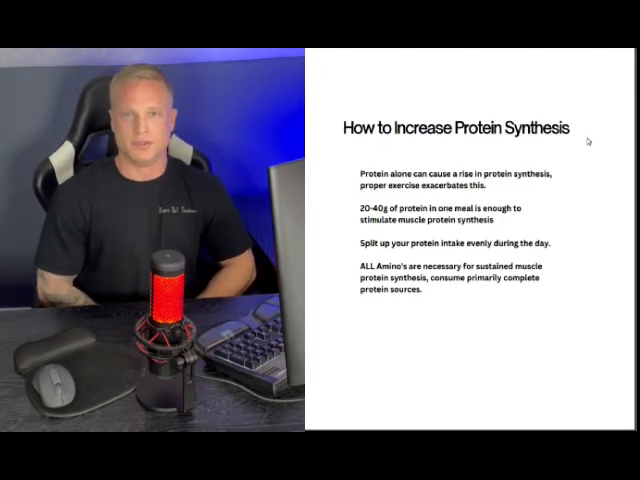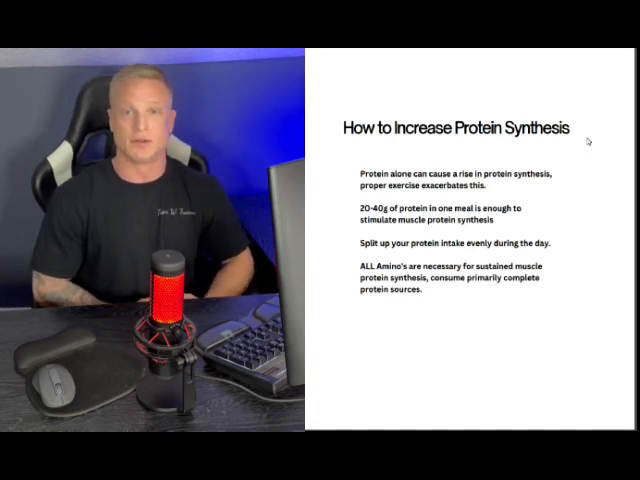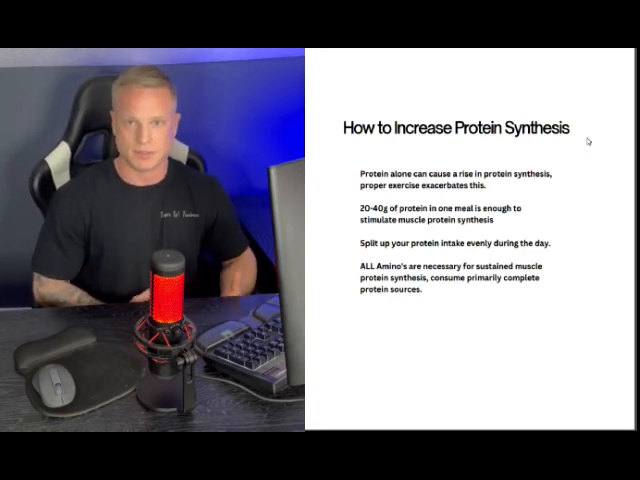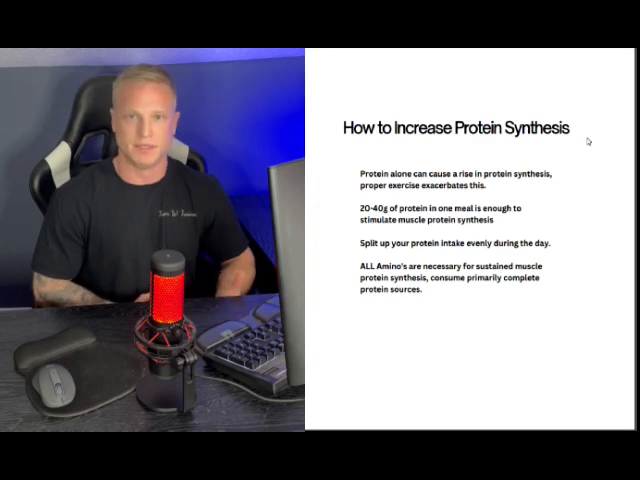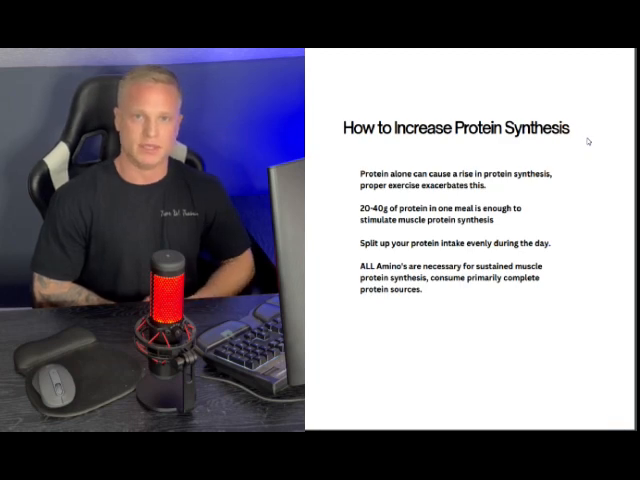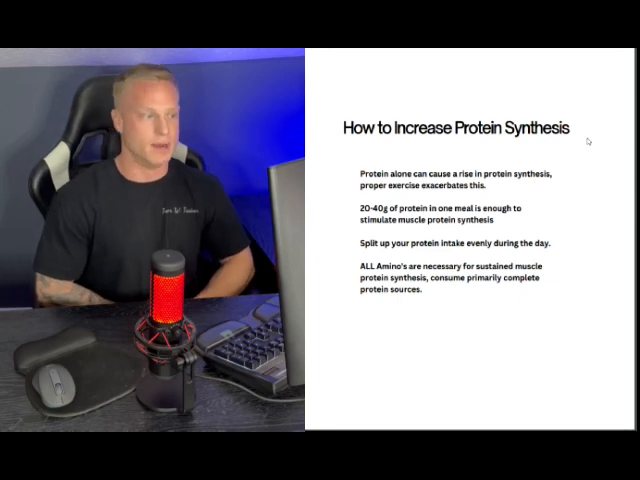So how to increase protein synthesis. Why that's important to start is that increasing protein synthesis increases your net protein balance and your recovery capacity. Protein alone can cause a stimulation of protein synthesis. In one meal, you want to aim for 20 to 40 grams. Now, exercise can exacerbate this. That high protein meal can stimulate muscle protein synthesis, and then continuing on a progressive overload training program will continue to keep that muscle protein synthesis signal high.